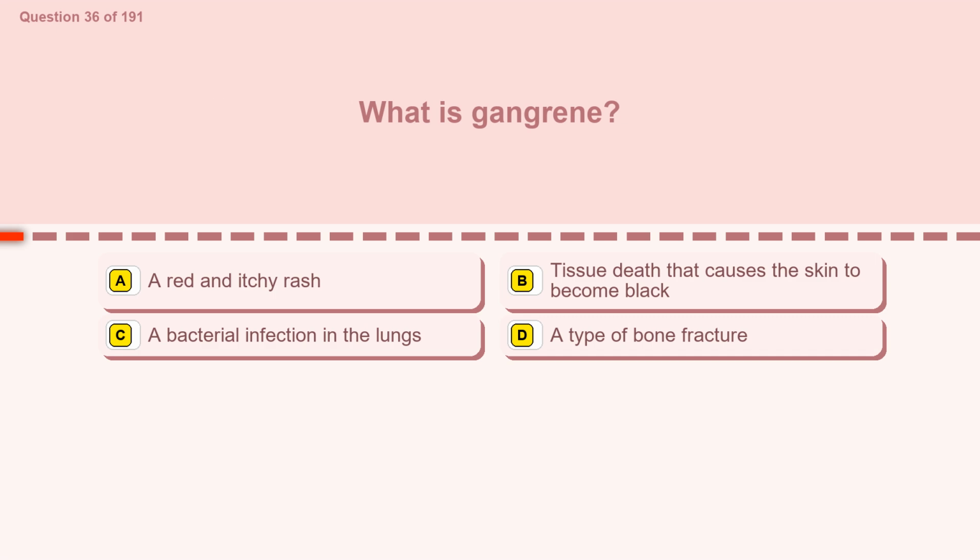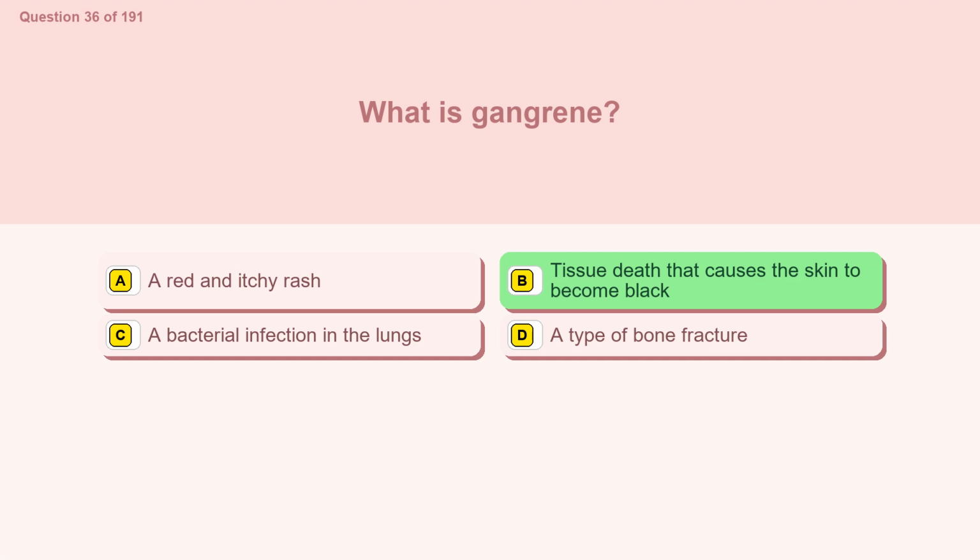Question 36. What is gangrene? Option A. A red and itchy rash. Option B. Tissue death that causes the skin to become black. Option C. A bacterial infection in the lungs. Option D. A type of bone fracture.